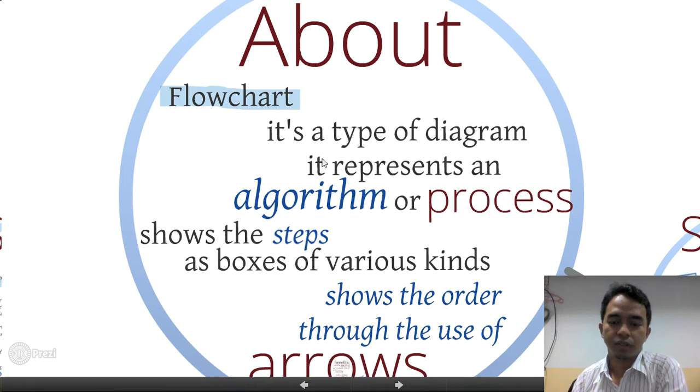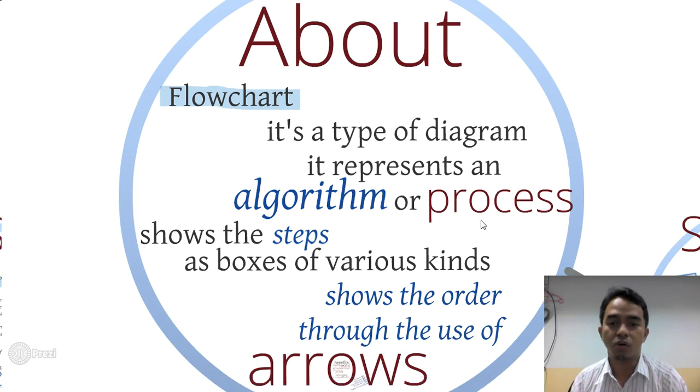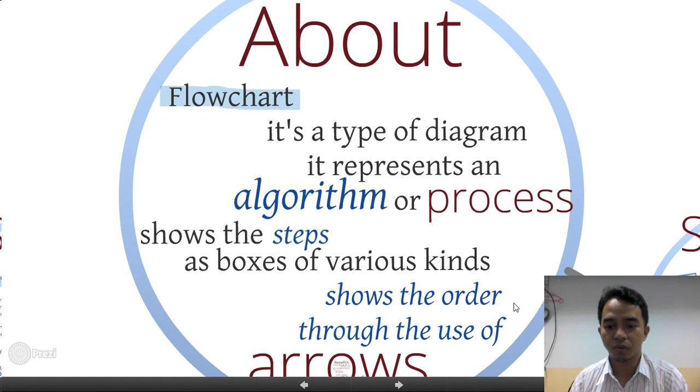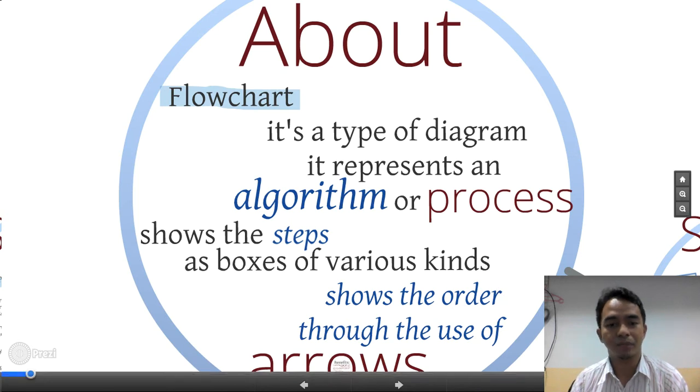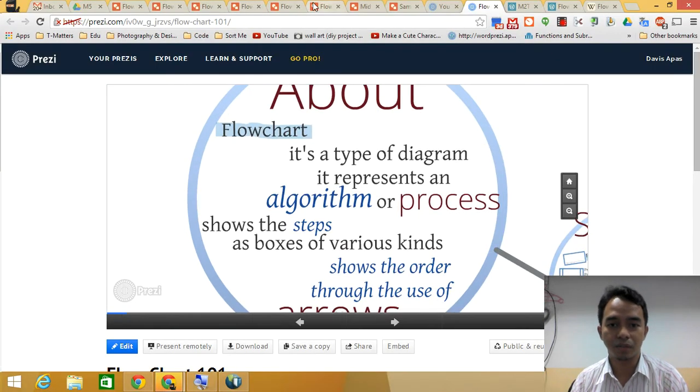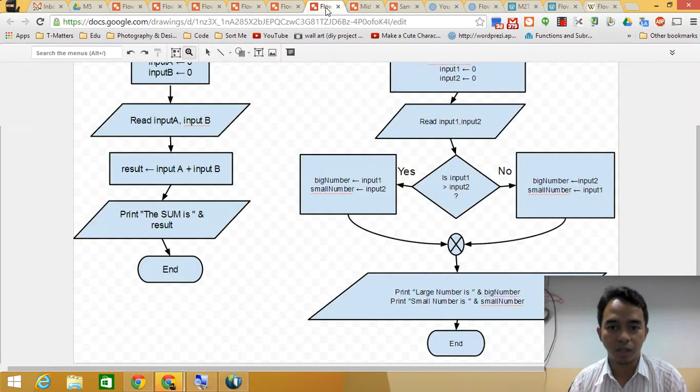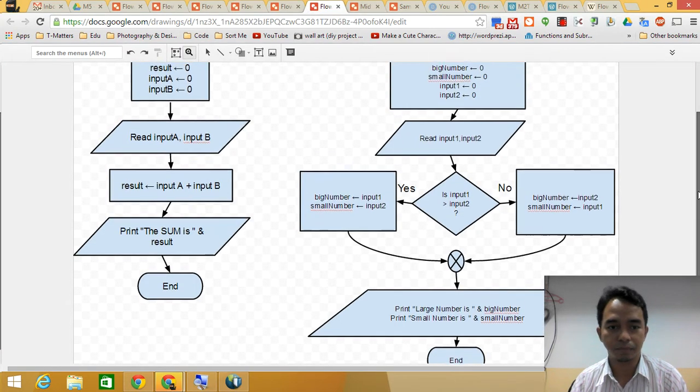A flowchart is a type of diagram that represents an algorithm or a process. It's actually a visual representation of a system or a process. Visual meaning you will see diagrams, you will see images, or sometimes you will see symbols as well. So, let me show you an example of a flowchart.